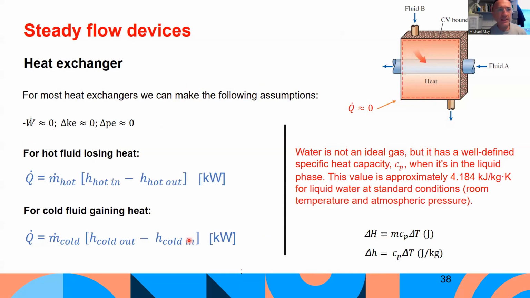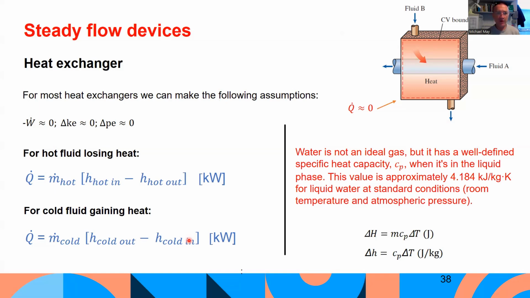Okay, so an example there, for most heat exchangers, we can make the following assumptions. There's no work being done by them. Once again, no moving parts. The kinetic energy is negligible because the fluids aren't flowing at a significant velocity, and there's no particular height difference from one end of the flow to the other.